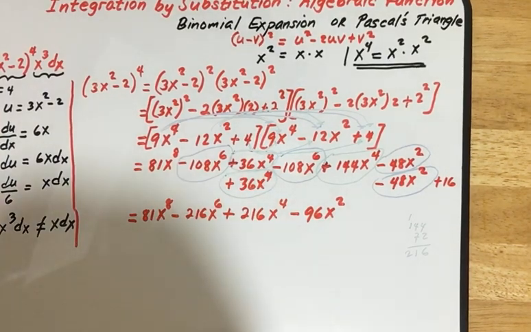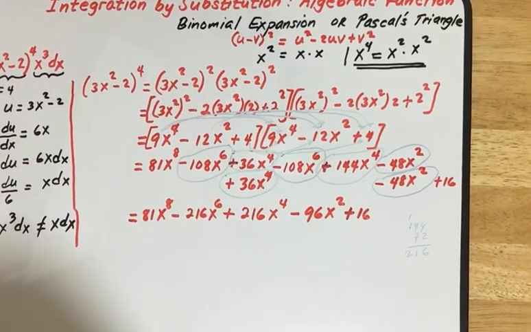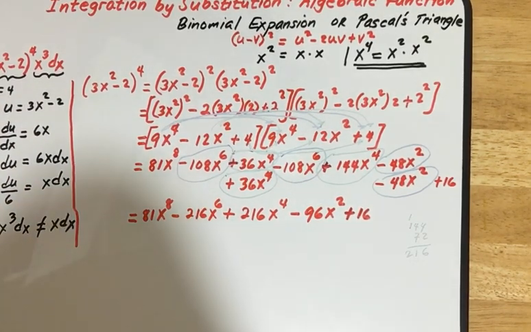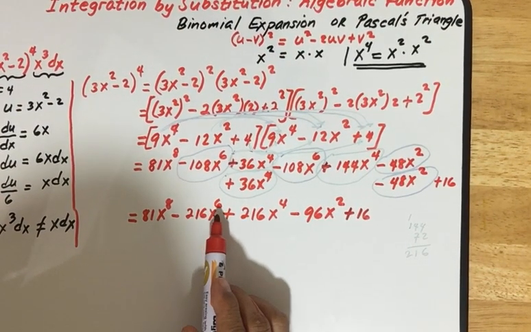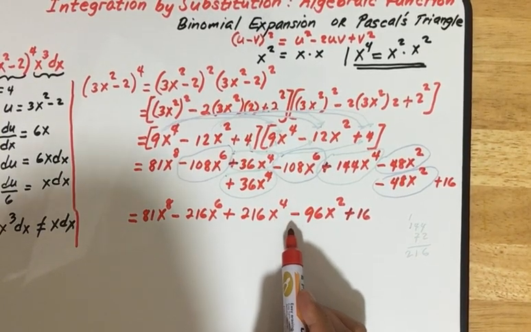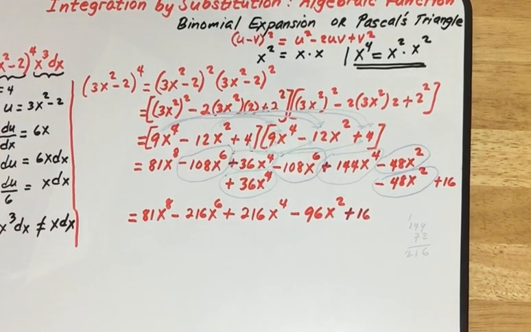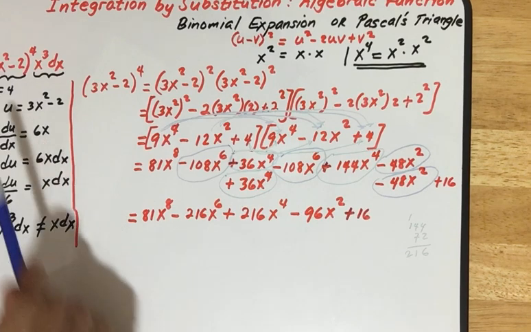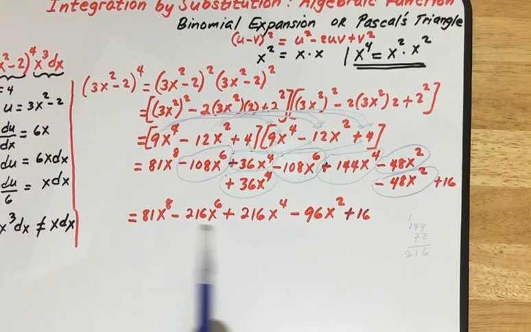Then we have the constant, which is equal to 16. So plus 16. Okay, so 81x^8 - 216x^6 + 216x^4 - 96x^2 + 16. Okay, so that is the result of this part, class, when you expand this binomial with the power 4. So this is the resulting expression or expansion.